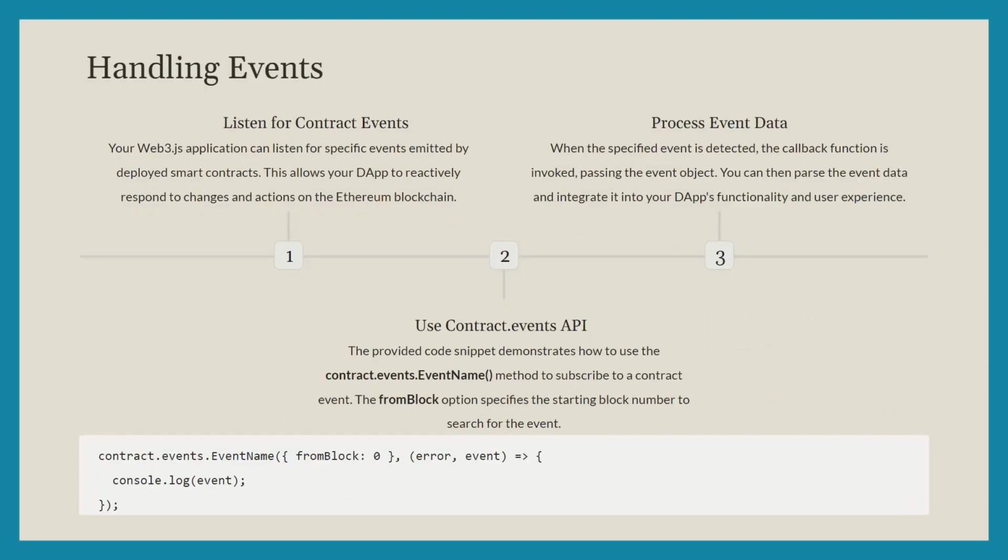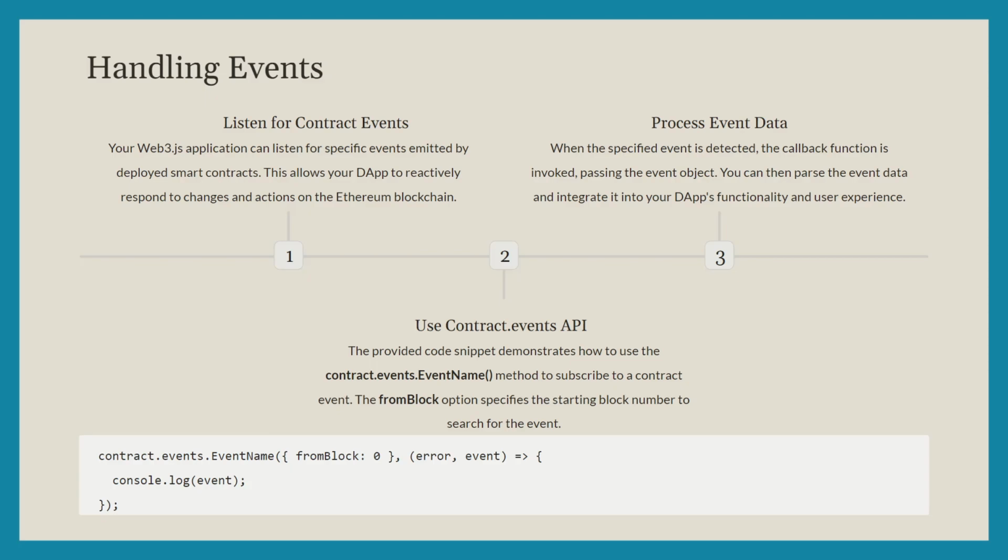Okay, next we'll talk about handling events, right? So, listen for contract events. Your Web3.js application can listen for specific events emitted by deployed smart contracts. This allows our dApp to reactively respond to changes and actions on the Ethereum blockchain. After that, we use the contract.events API. So I'll explain this with the code snippet, right?